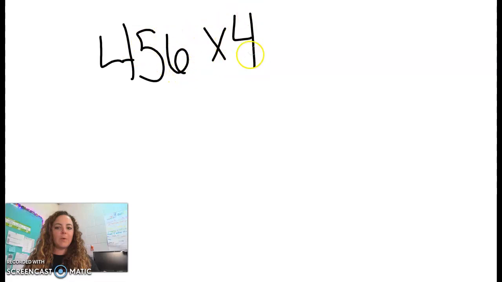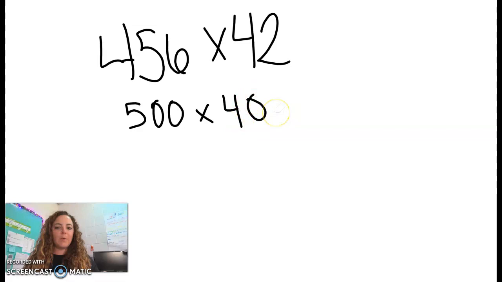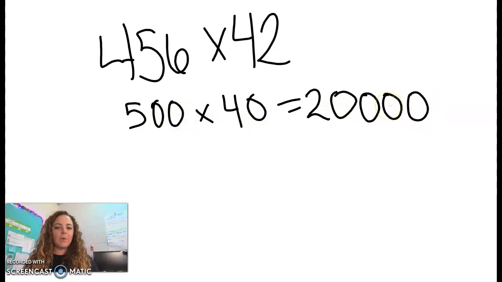So if we were given the problem 456 times 42. Those numbers are pretty complicated, but I can use estimation to see if I'm close. So I'm going to estimate that 456 is rounded to 500 and that 42 is rounded to 40. And now I have some really friendly numbers to start working with. And so what I can do is then just do 4 times 5, which is 20, and then add in my number of zeros behind. So 1, 2, 3. And I'm done.